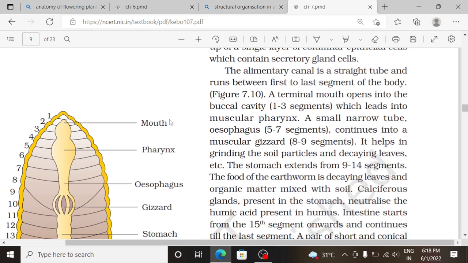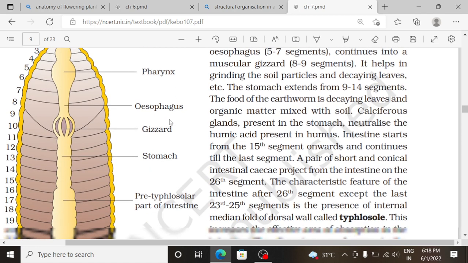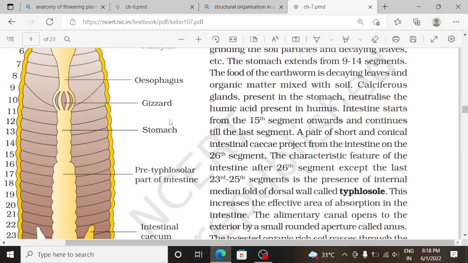It helps in grinding the soil particles and decaying leaves, etc. The stomach extends from 9 to 14 segments. The food of the earthworm is decaying leaves and organic matter mixed with soil. Calciferous glands present in the stomach neutralize the humic acid present in humus. The intestine starts from the 15th segment onwards and continues till the last segment. A pair of short and conical intestinal cecae project from the intestine on the 26th segment.